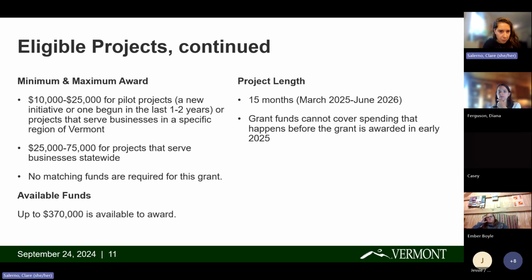And then the project length will be about a 15-month project starting in February, March of 2025, and then that grant end date will be in June of 2026. And any of the grant funds cannot cover any spending that happens before the grant is awarded in early 2025. So you can't use the grant to reimburse for work that's happening right now. It would have to be something that you're planning to do starting next winter, spring.